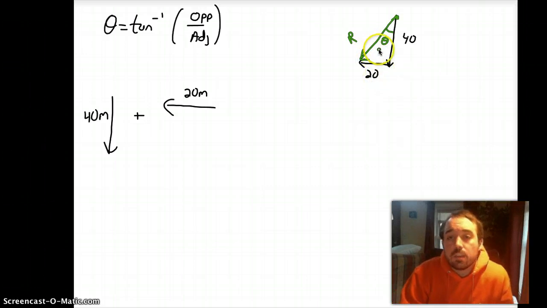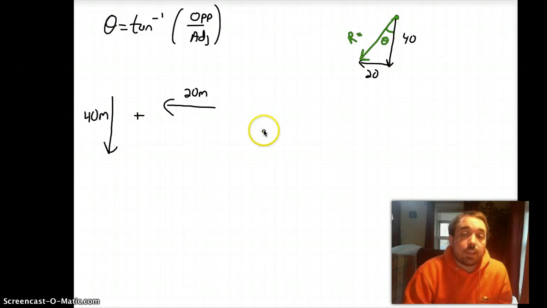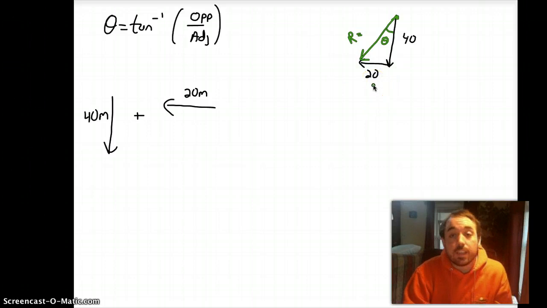And I want to use my theta equals inverse tangent. The reason we use opposite and adjacent, I could find this side using Pythagorean theorem, but remember, I like to say, don't use something you have to calculate, because what if you got that calculation wrong? You're given the 40 and the 20. So if you use those, you know you're not going to get a wrong number if you use the equation properly. So that's why we use inverse tangent.